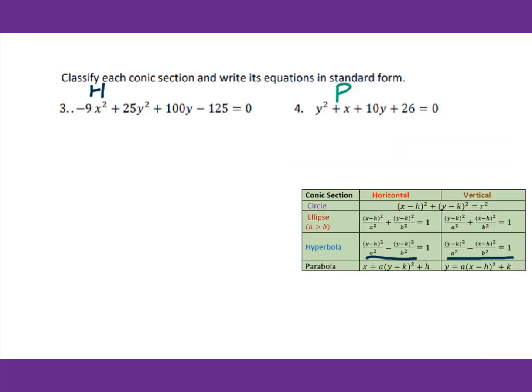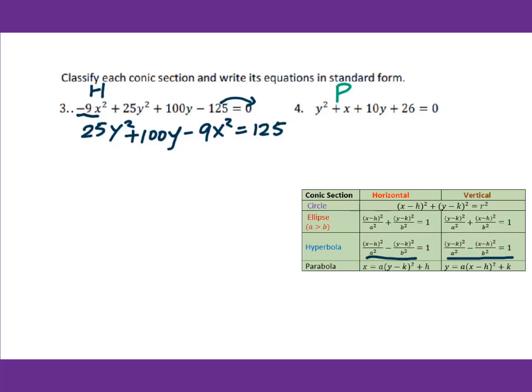First step, we put all x together, all y together. Since negative 9x squared is negative, we move it after y squared. We got 25y squared plus 100y, that minus 9x squared. Move the constant number to the other side. We got this.